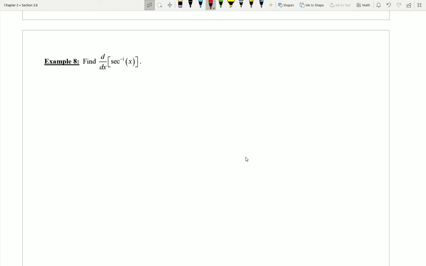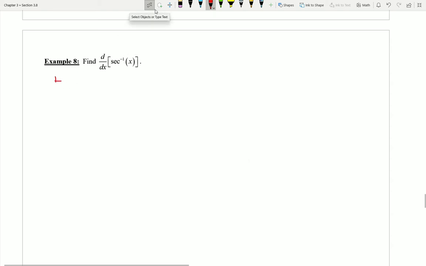In example number 8, we're going to take a look at how we would find the derivative for the inverse secant function. Fortunately, the technique here is going to be relatively the same as what we just did in the last video for finding the derivative of the inverse sine function. Let's jump right in here.